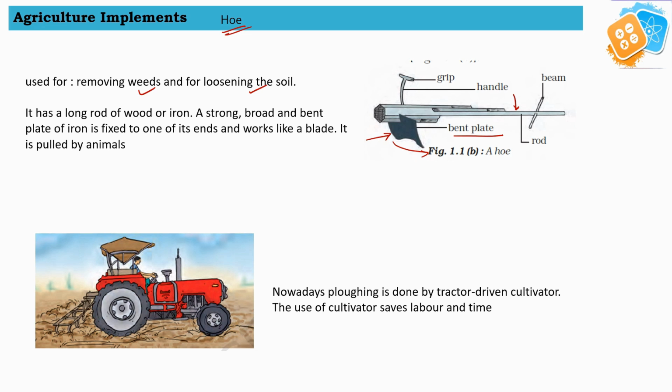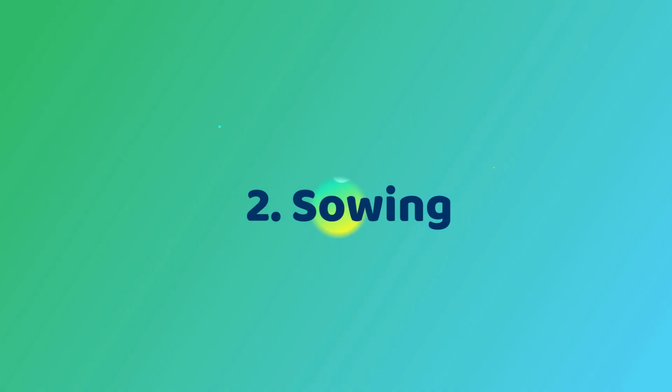Nowadays plowing is done by a tractor driven cultivator, and the use of the cultivator saves labor and time. As we can see here, the tractor is being used for plowing and it is also used for cultivation.